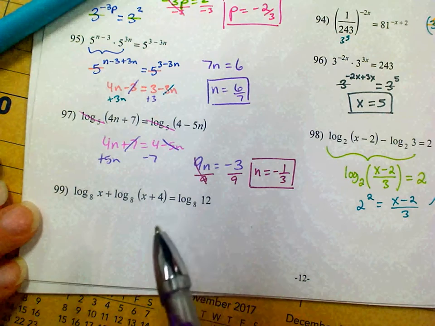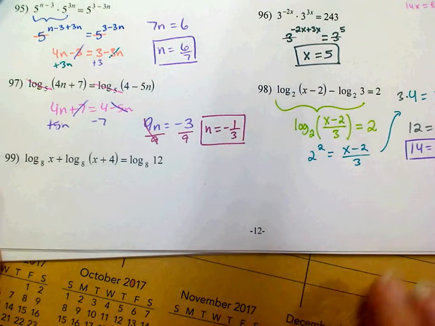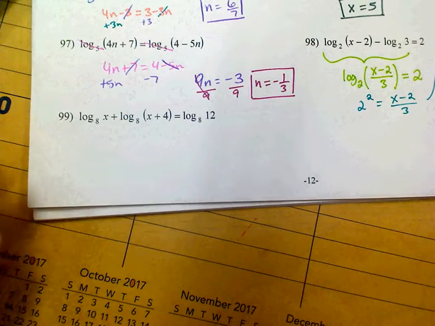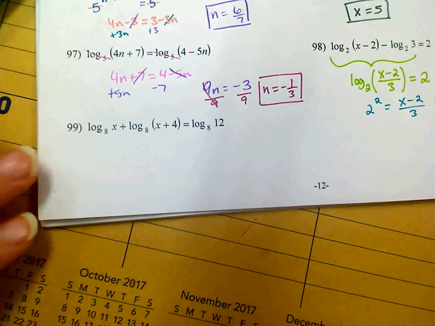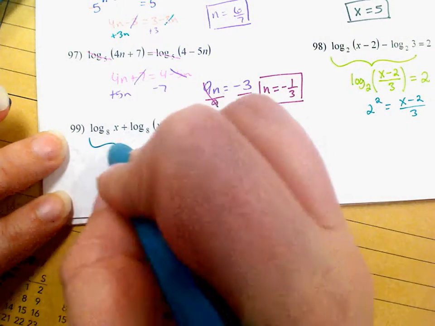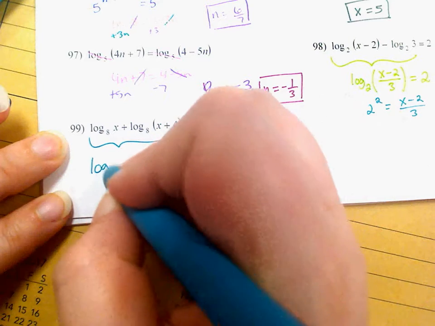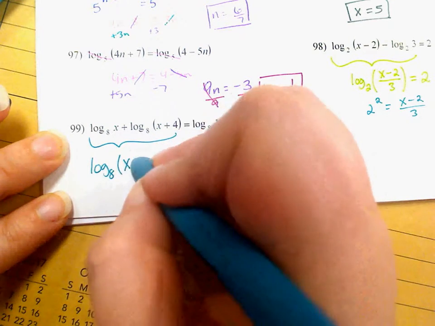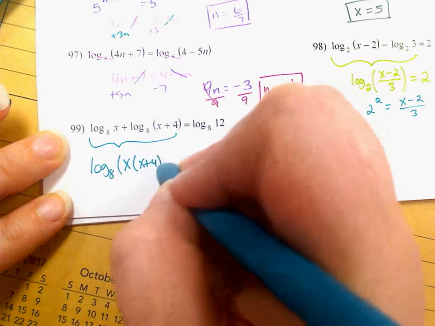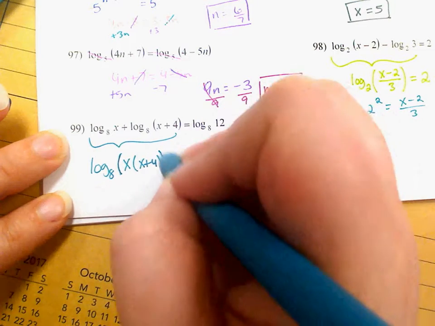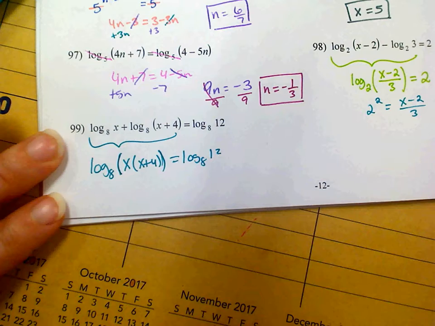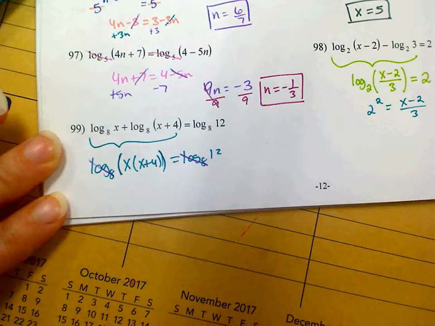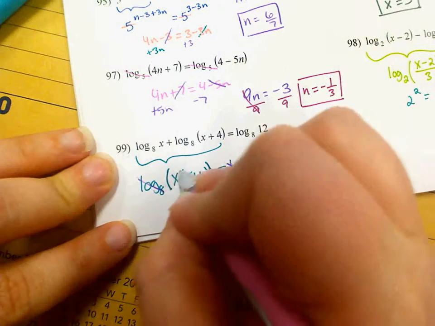Okay? So last one. I've got 2 logs separated by addition, which I'm going to combine using multiplication. So log base 8 of the first times x plus 4 equals log base 8 of 12. Once I have one log equal to another log, I can cancel out the logarithms and just solve this equation right here. So I've got x squared plus 4x, and then equals 12.